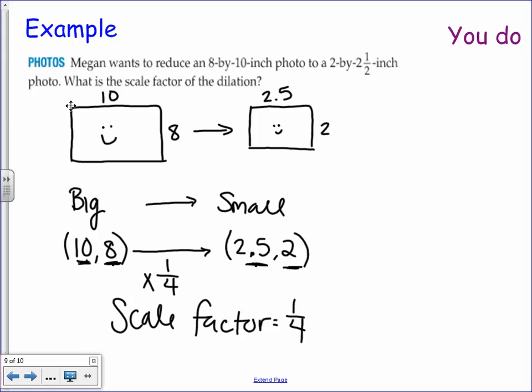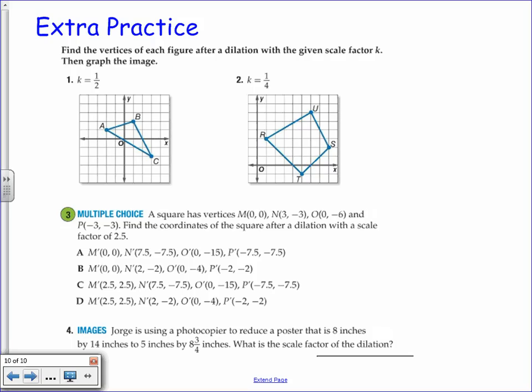Okay, remember, because my picture is big and I'm shrinking it, that means I have to have a fraction as my scale factor. When it starts out small and goes to big, I have a whole number greater than 1 as my scale factor. Okay, here's your extra practice. Go ahead and try these as best you can, and we will go over them the next time we see each other.